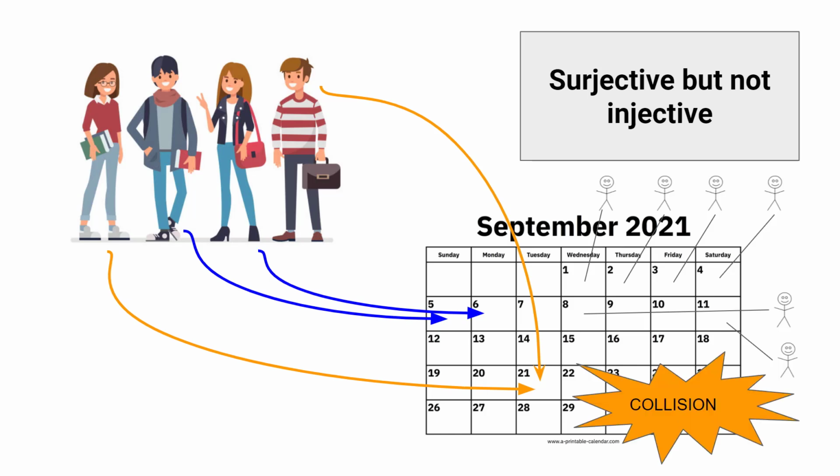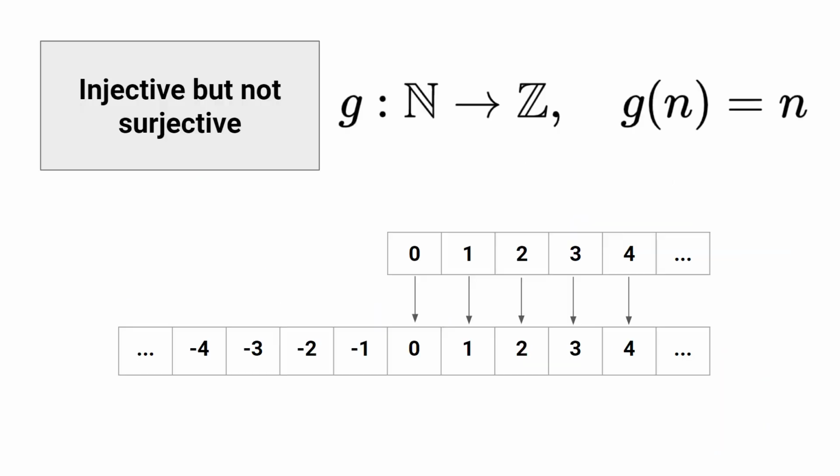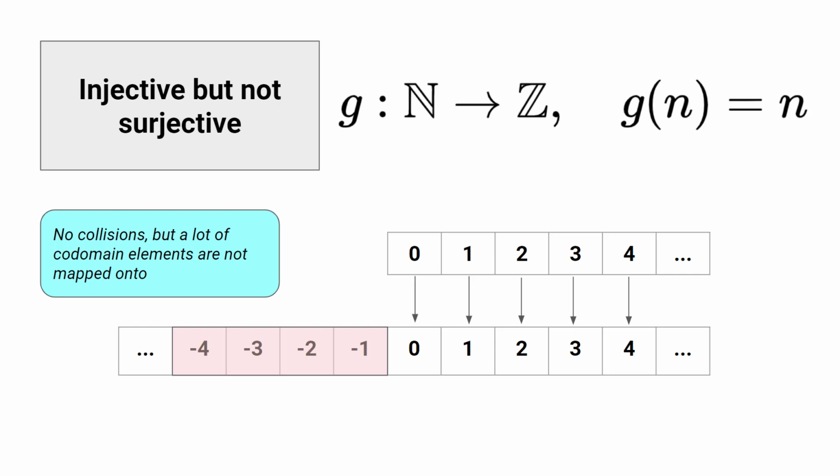On the other hand, some functions can be injective but not surjective, and here's a simple example. Look at the function g from the natural numbers to the integers. That does nothing but send the input to itself. So g of 1 equals 1, g of 2 equals 2, and so forth. This is pretty clearly injective, since two different inputs will always go to two different outputs, because the outputs are just the same as the inputs. But this function is not surjective because there are a lot of elements in the codomain, such as -1, -2, -3, and so forth, that are never hit. So this may look like a one-to-one correspondence, but it's not actually a bijective function.